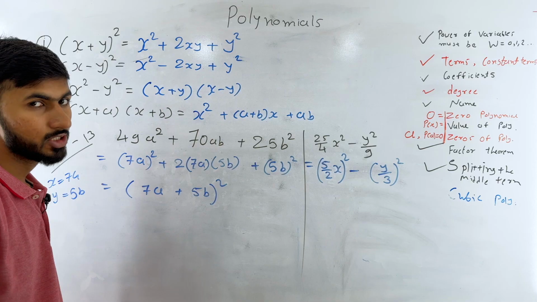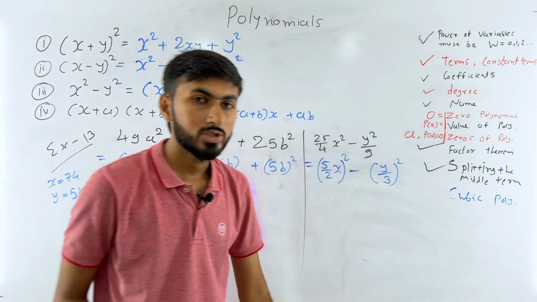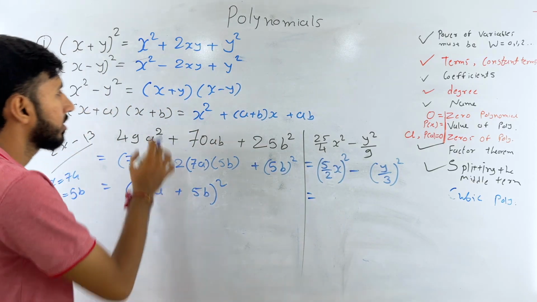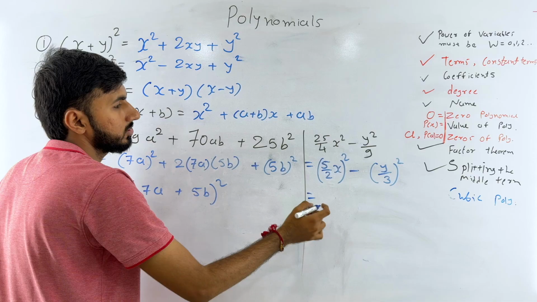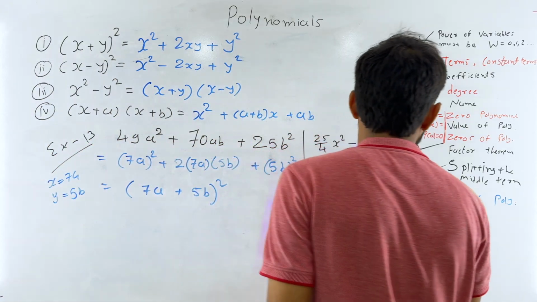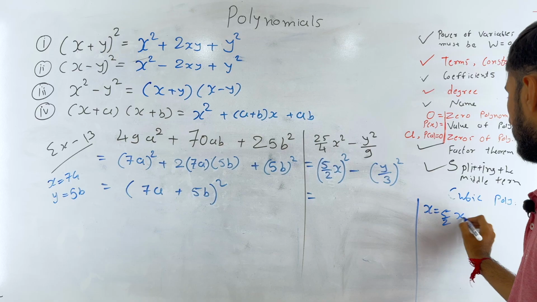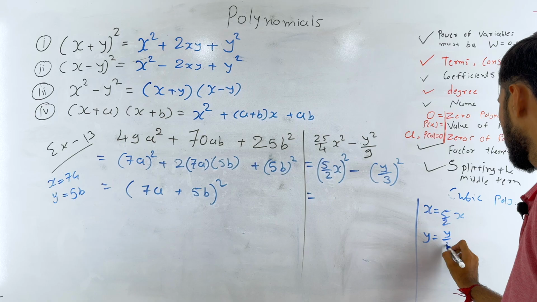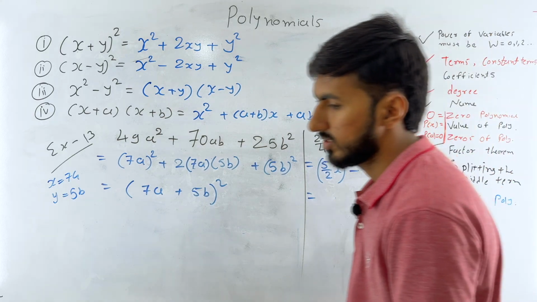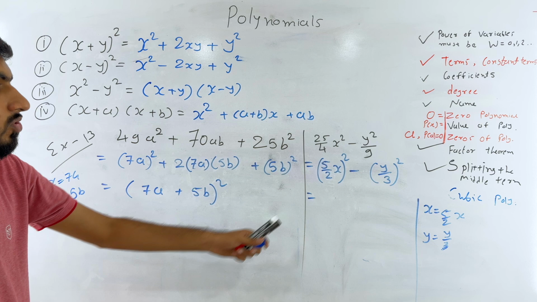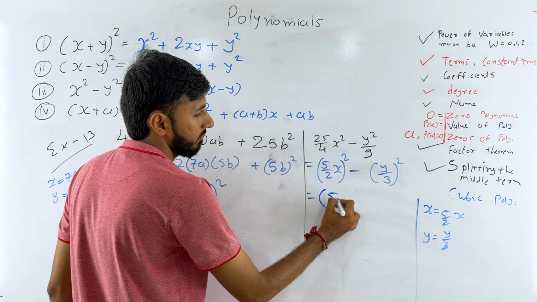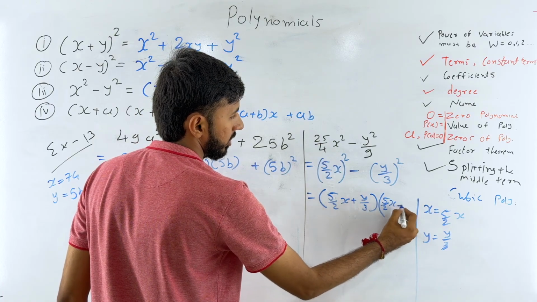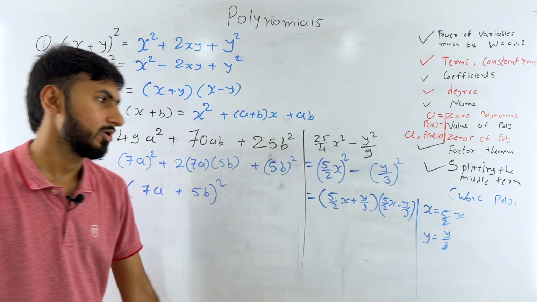So my answer will be x plus y and x minus y. Just mention on the side of your question that I am using this identity, right? So my answer will be x plus y, x minus y. And here x is equal to 5 by 2x, right? My first term is 5 by 2x, and y is equal to y divided by 3, right? So my answer will be x plus y, that will be 5 by 2x plus y by 3, multiplied by x minus y, 5 by 2x minus y by 3. This will be my answer by using the identity.